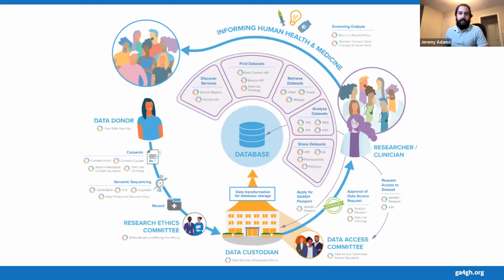So you'll see here that each of the standards produced by GA4GH can fit into one of these steps in the cycle. It's important to note that this is just one example of how GA4GH's standards and resources can work together. They are extremely flexible and can be suited to a wide variety of research contexts and data life cycles.